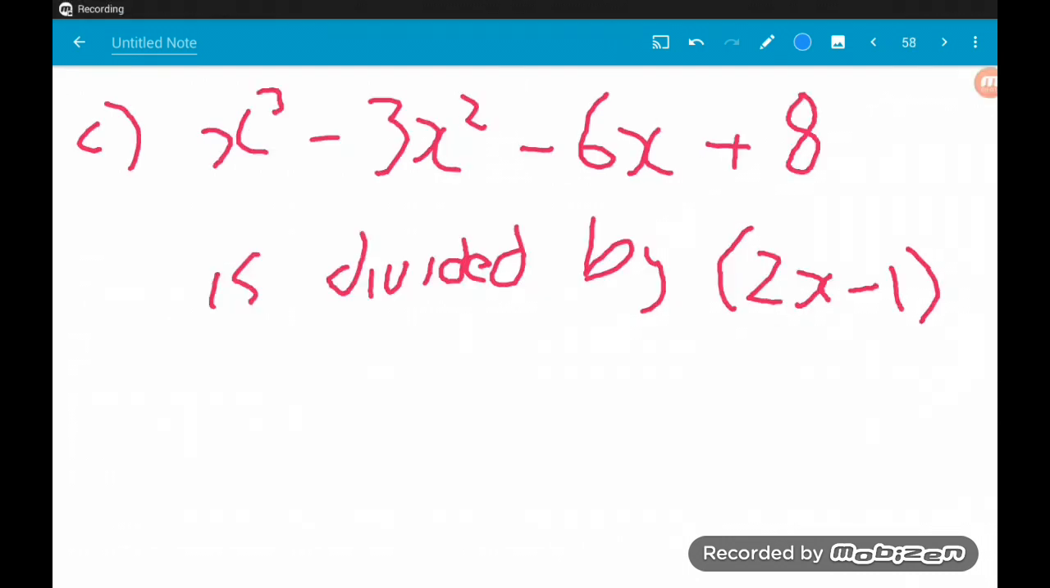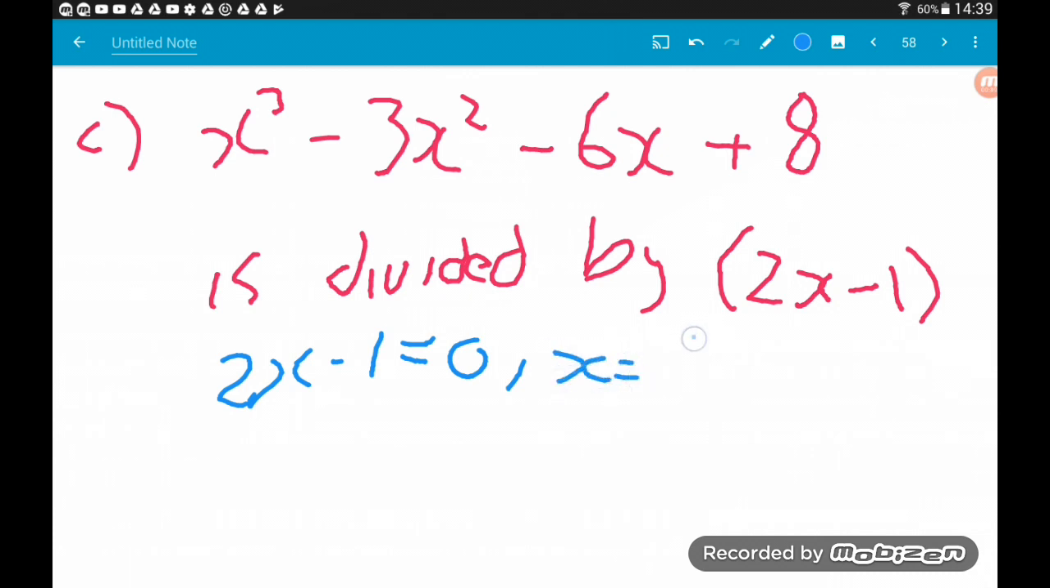Okay, third example, we want the remainder when x cubed minus 3x squared minus 6x plus 8 is divided by 2x minus 1. So, we've got a slightly different expression that we're dividing by here, 2x minus 1. So remember, to work out what value of x we would want to substitute in, we set what is inside the bracket equal to 0. So 2x minus 1 is equal to 0. We then solve that. So if we add a 1, we get 2x is 1. Divide by 2, we can get x equals 1/2. So the remainder is f of 1/2.